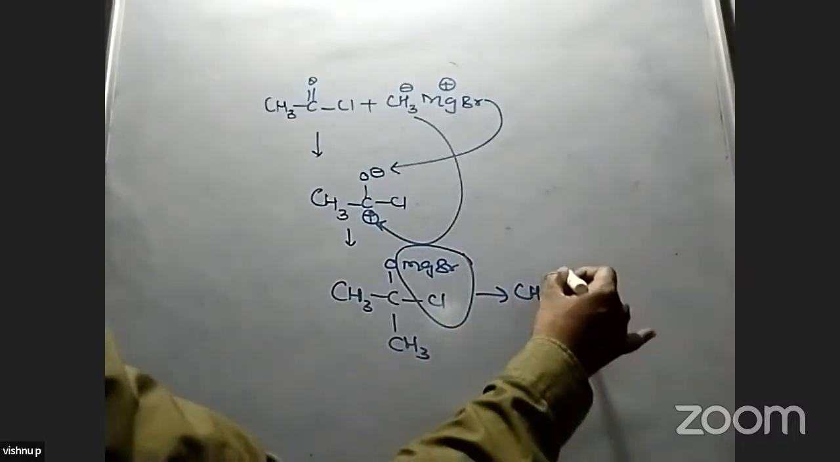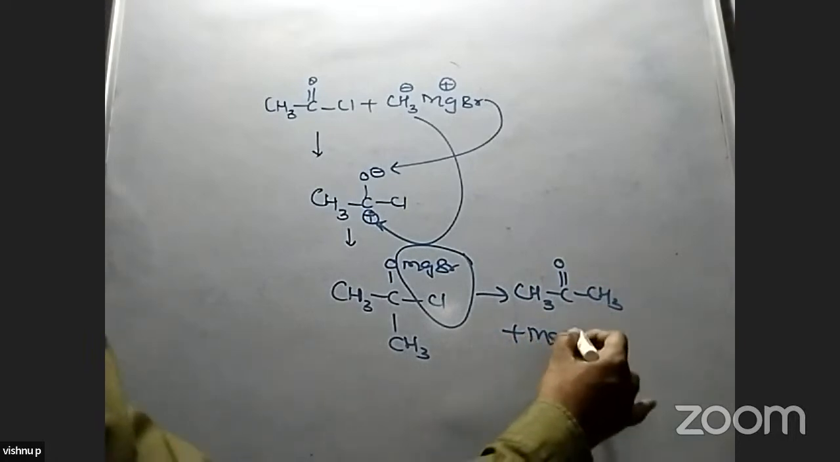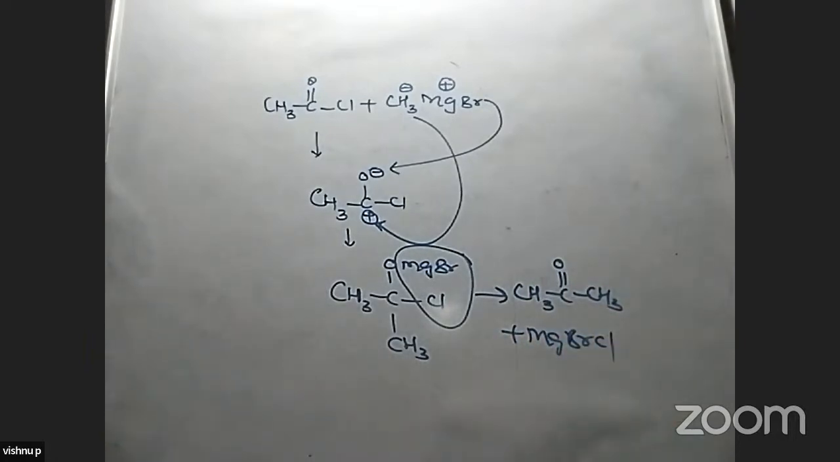And what type of compound is formed in this reaction? Ketone is formed with MgBrCl in this reaction. So this is the preparation from ethanoyl chloride. One preparation.